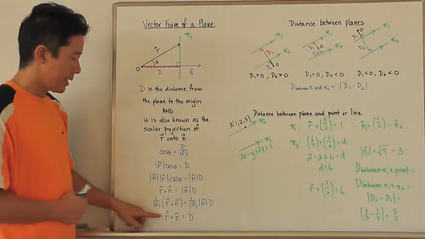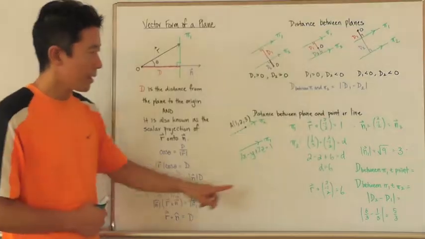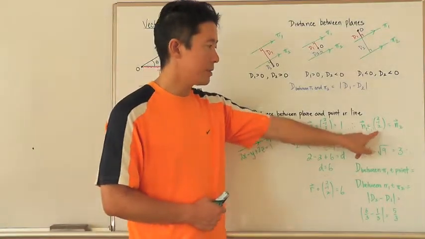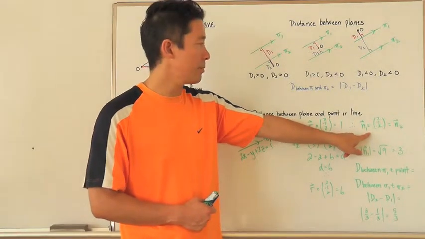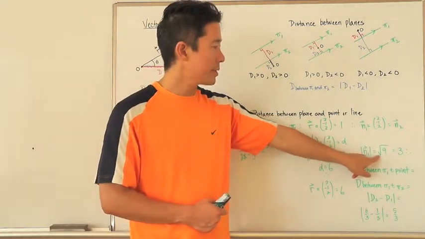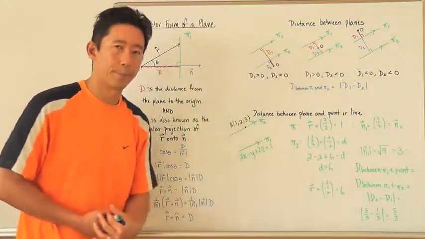In order to do that, I need to find the magnitude of n. The magnitude of n, which is going to be the same for both plane 1 and plane 2, is the square root of 9, which is equal to 3.